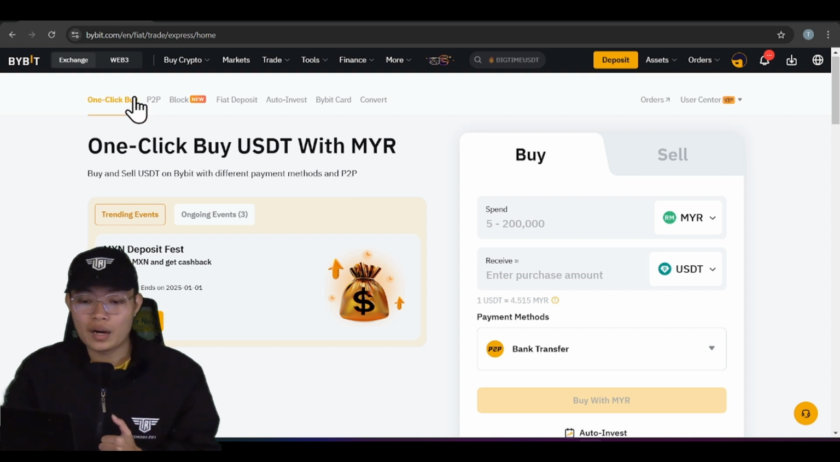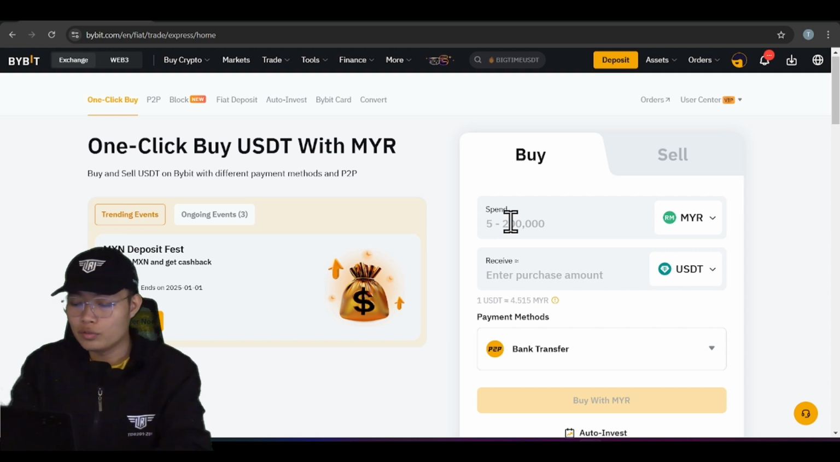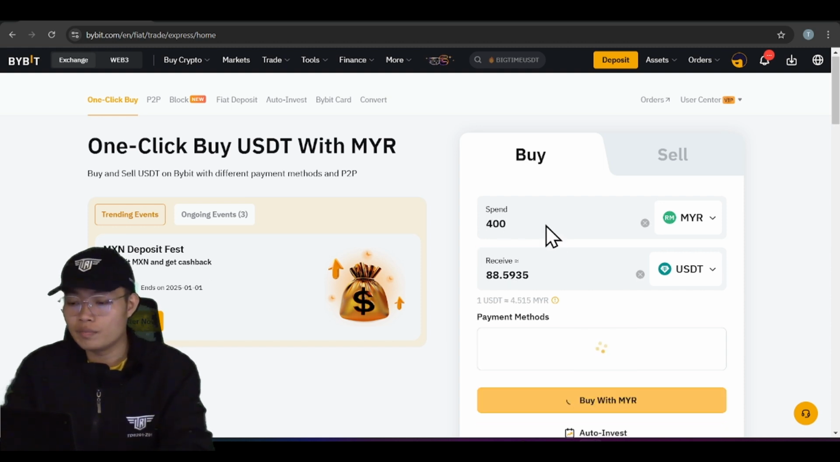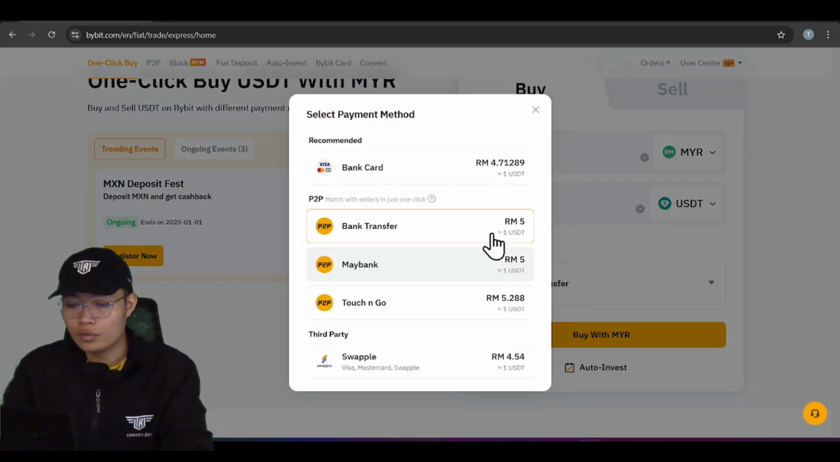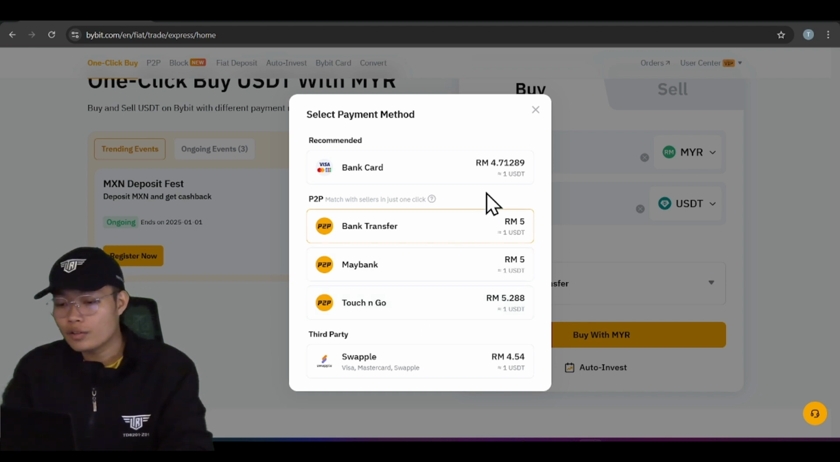For the one-click buy, for example, I'm in Malaysia, so I want to deposit 400 ringgit Malaysia, and you receive about $80 of USD. Then you can choose whether you want to go for bank transfer, P2P, Touch 'n Go, whatever you can see. Once you follow the steps, you should be able to get your cryptocurrency in your funding account.